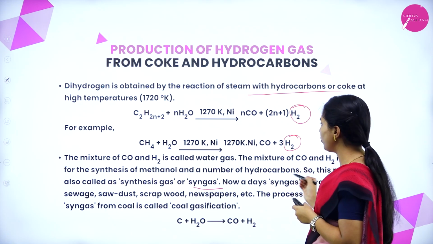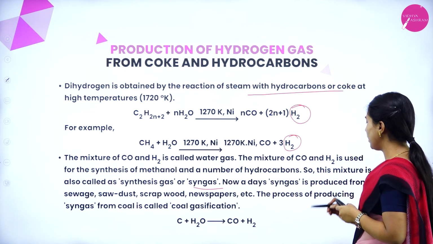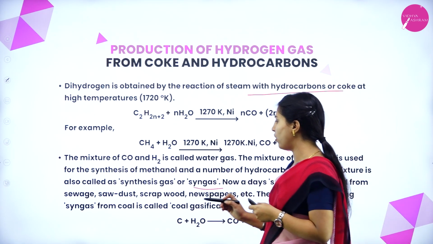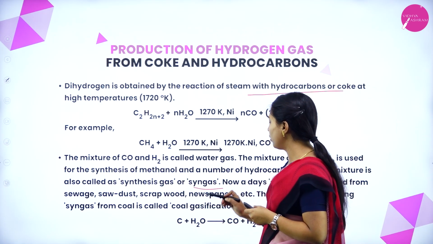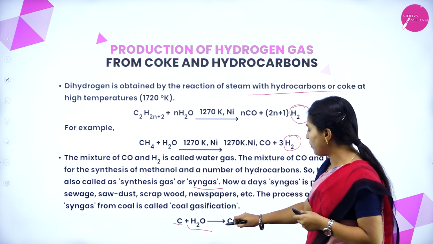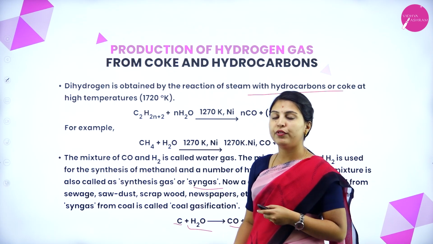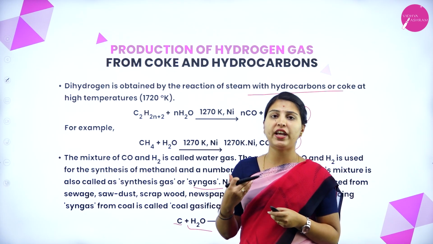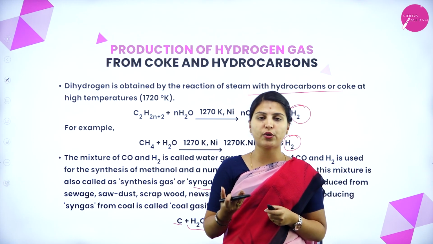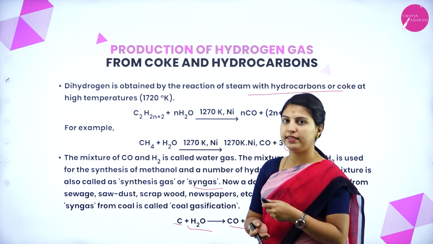Nowadays, syngas is produced from sewage, sawdust, scrap wood, newspapers, etc. The process of producing syngas from coal is called coal gasification. See, carbon plus water gives carbon monoxide and hydrogen gas. From various wastes or sewage, hydrogen gas is liberated nowadays, so it is called syngas.